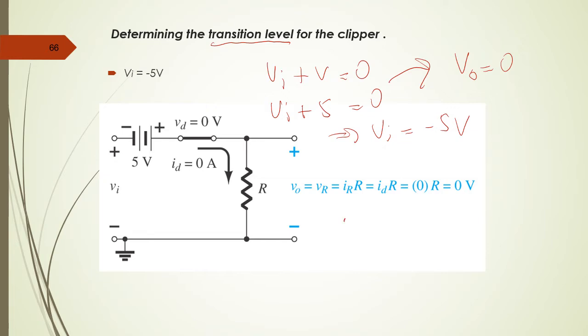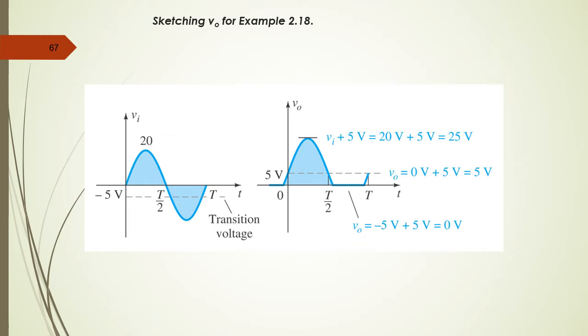So that means we have a sinusoidal waveform. This is 20 volt, and this is minus 5 volt. So this will be the transition level. This is the part that will be allowed, and this is the part that will be clipped away. This is actually a graph of the input voltage versus time, and this is the graph of output versus time.